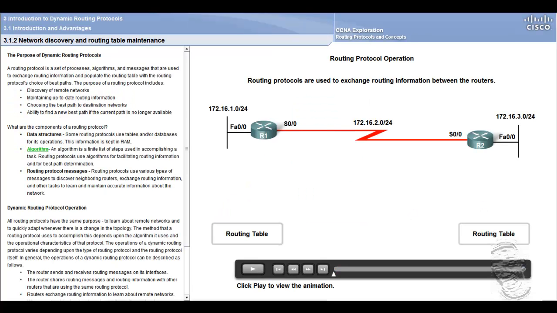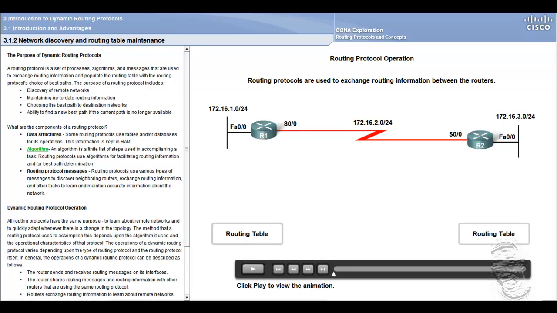The purpose of dynamic routing protocols. The routing protocol is a set of processes, algorithms, and messages that are used to exchange routing information and populate the routing table with the routing protocol's choice of best paths. The purpose of a routing protocol includes discovery of remote networks, maintaining up-to-date routing information, choosing the best path to destination networks, and the ability to find a new best path if the current path is no longer available.